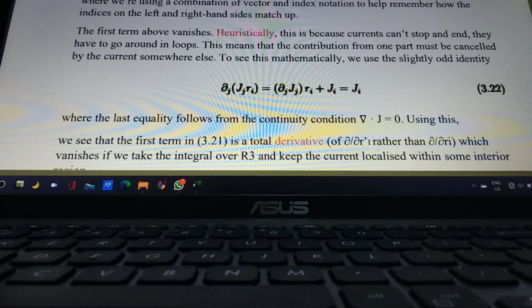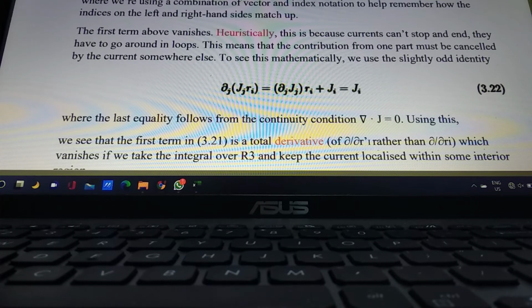The first term about vanishes heuristically. This is because current can't stop and end. They have to go round in loops. This means that the contribution from one part must be cancelled by the current somewhere else. To see this mathematically, we use the identity.